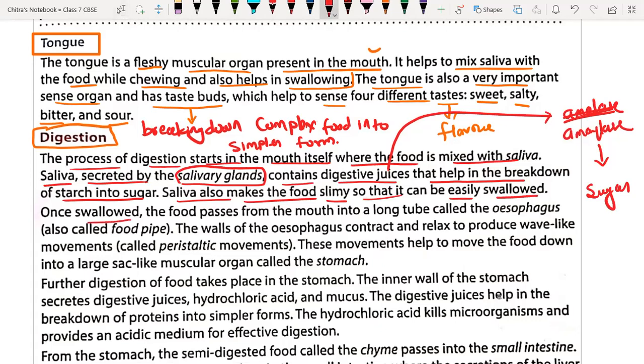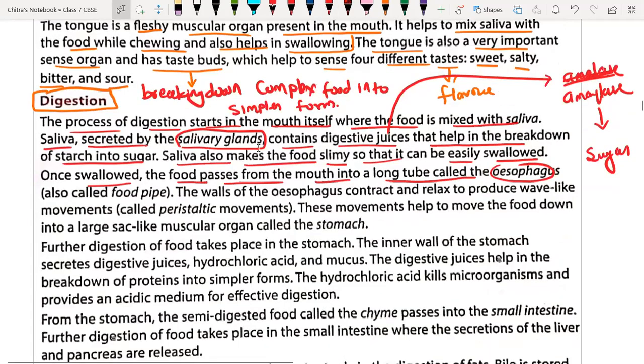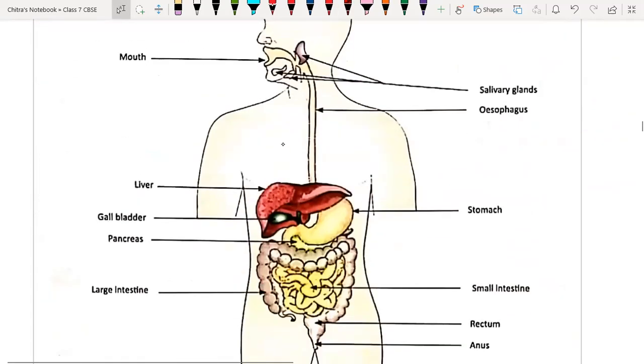Once swallowed, the food passes from the mouth into a long tube-like structure called the esophagus. Let me show you the diagram over here. This is the mouth. Here in the mouth, different processes like churning and mixing saliva take place. Then from here, food passes through the tubular structure called the esophagus. It is oesophagus, the O is silent here, so it is called esophagus.